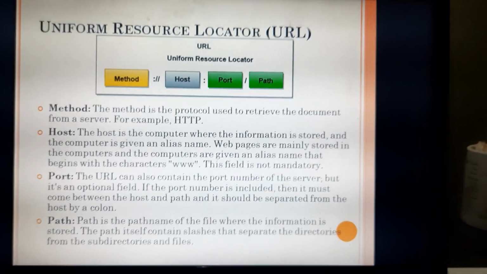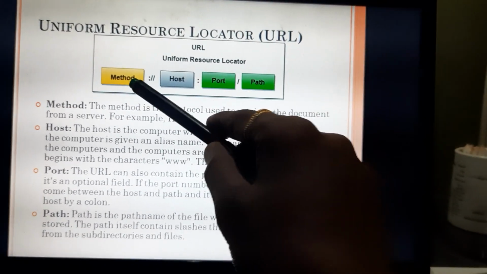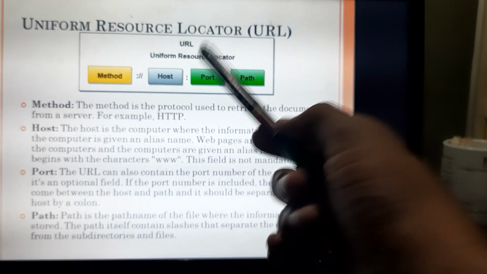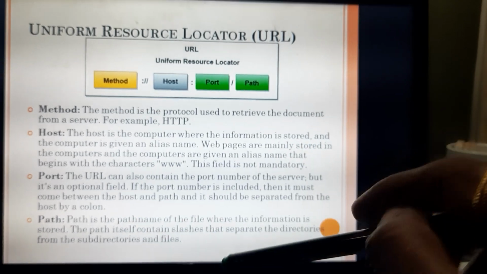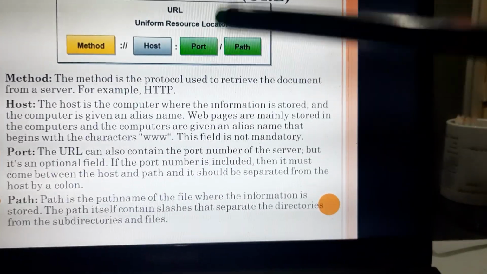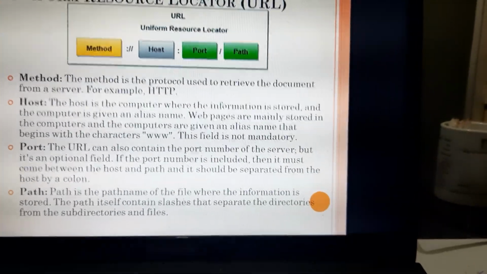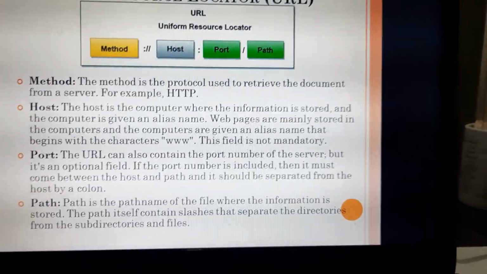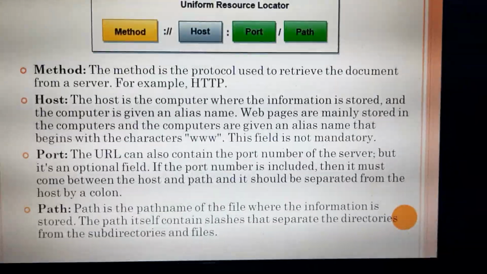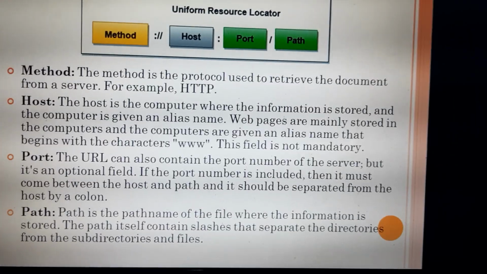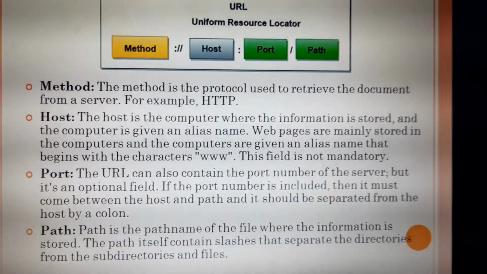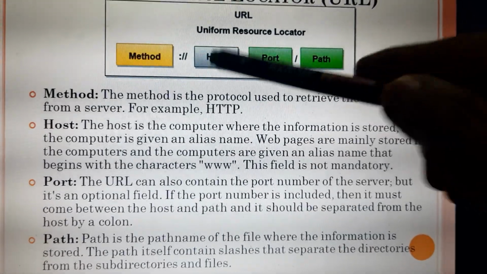Now, URL is having a method. What method are we using? For example, HTTP is the method. Host is the computer where the information is stored. So the resource which we want, or the document which we want, where it is stored, that is the host.